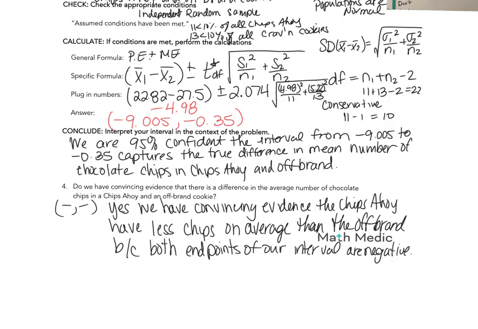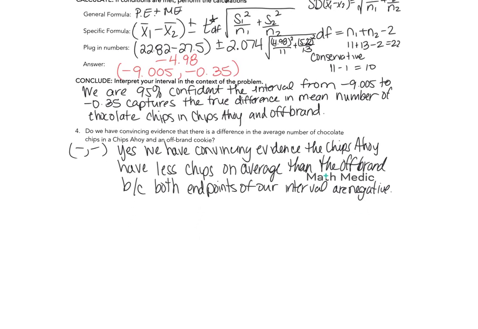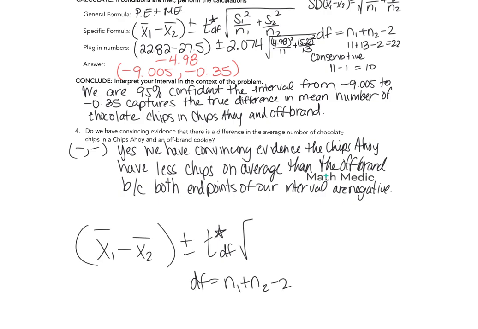And there you go. So really the only thing new today is the specific formula: x bar 1 minus x bar 2, the difference of the means, plus or minus t star with degrees of freedom n1 plus n2 minus 2, and then our square root expression, s1 squared over n1 plus s2 squared over n2. The process is the same. We're going to check the conditions for both of the populations we are drawing from. So both samples we're going to check the conditions for.